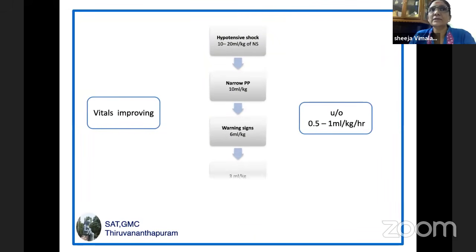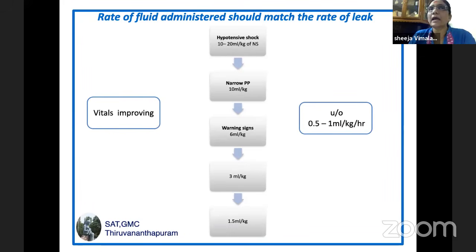If the child is presenting to you with a hypotensive shock or absent pulse, start at 20 ml per kg of normal saline. If the child is presenting to you with a narrow pulse pressure, start at 10 ml per kg. If it's warning sign, start at 6 ml per kg. You may need to titrate up or down depending upon your vitals as well as your urine output. So you're always targeting a urine output of at least 1 ml per kg per hour.